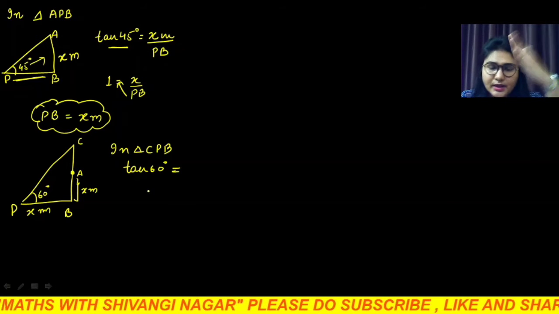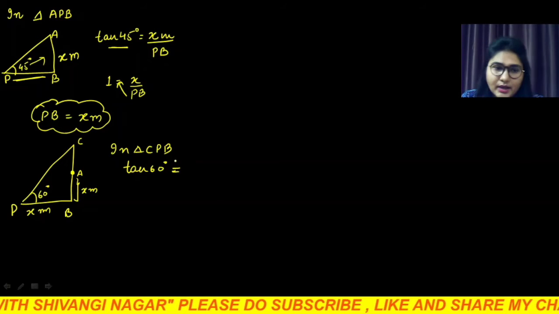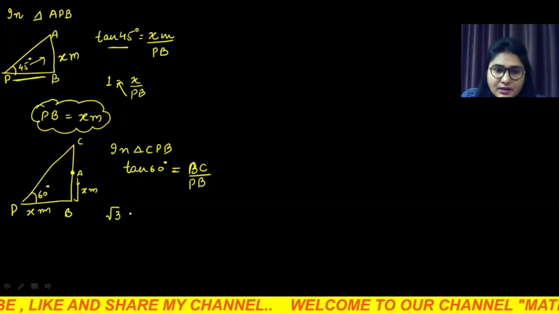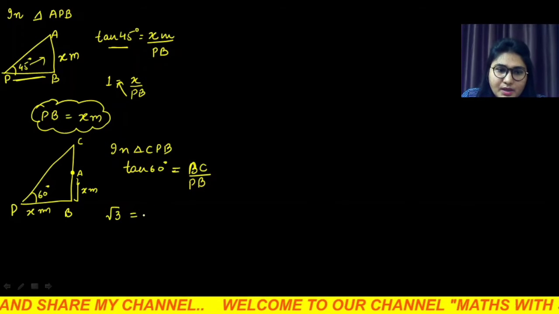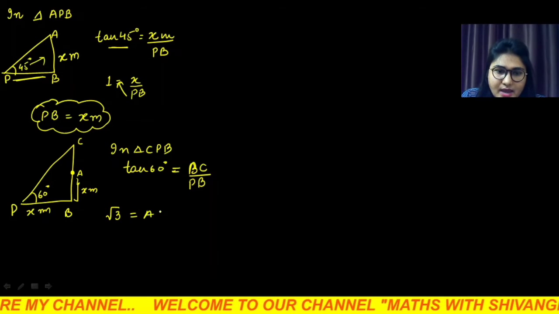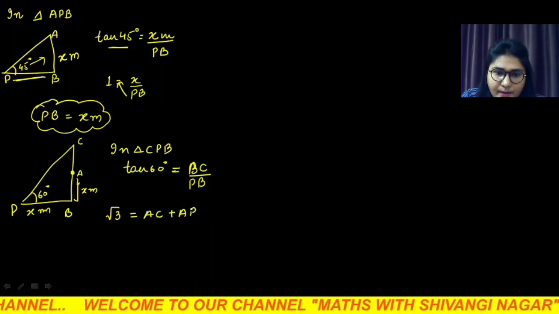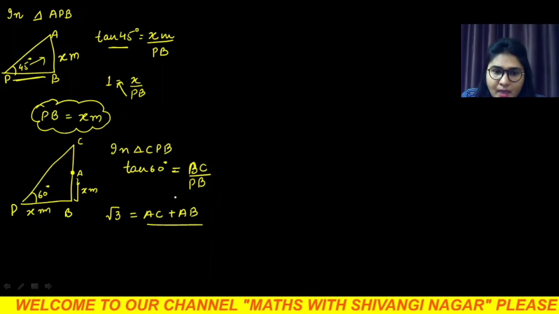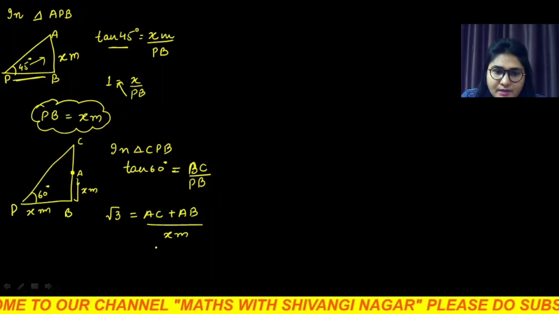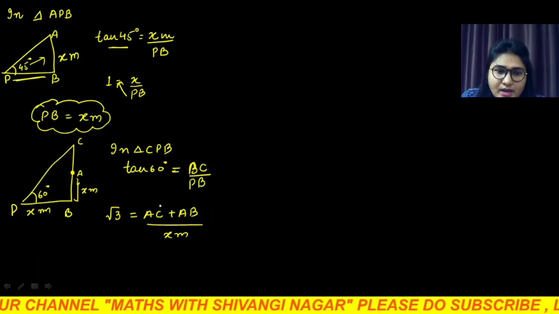So tan 60 degree is the opposite side of the 60 degree upon the adjacent side of the 60 degree. Opposite side is BC, upon the adjacent side, which is PB. Now what is tan 60 degree? Tan 60 is root over 3. Now BC, can you write it as AC plus AB? We can write. And PB is x meter.